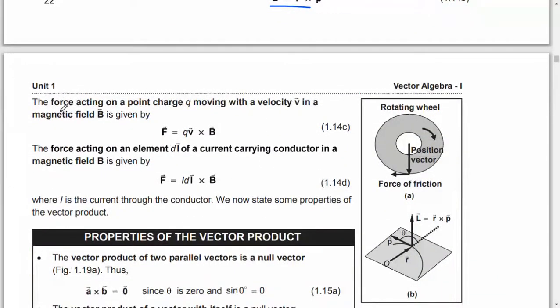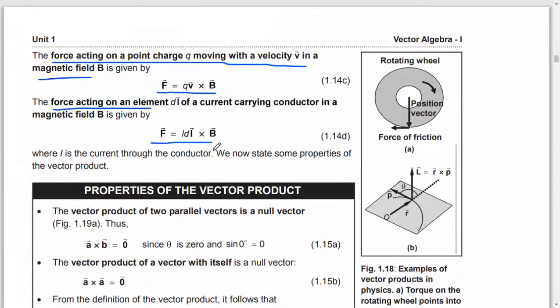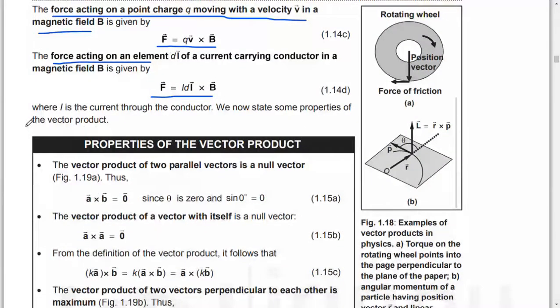The force acting on a point charge q moving with a velocity v in a magnetic field B is given by F equal to q v cross B. The force acting on an element of a current carrying conductor in a magnetic field B is given by F equal to I dl cross B, where I is the current through the conductor. We now state some properties of the vector product.